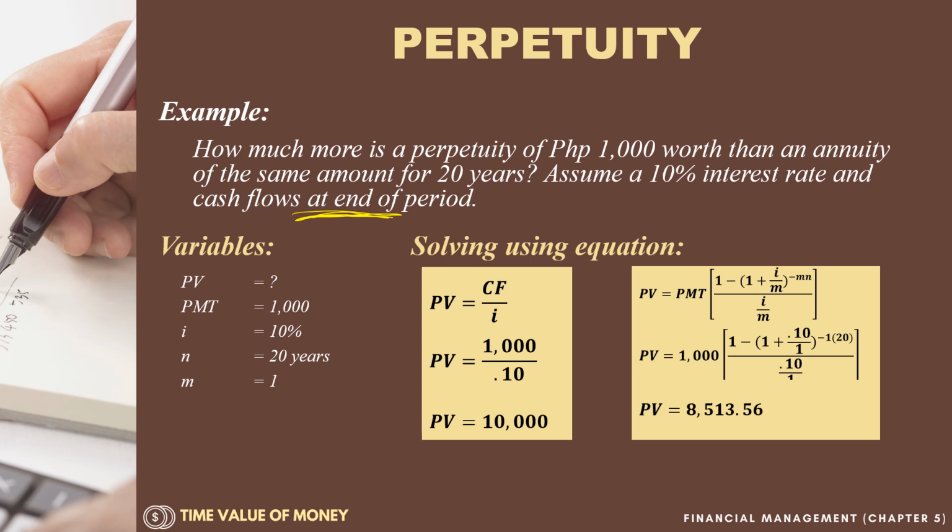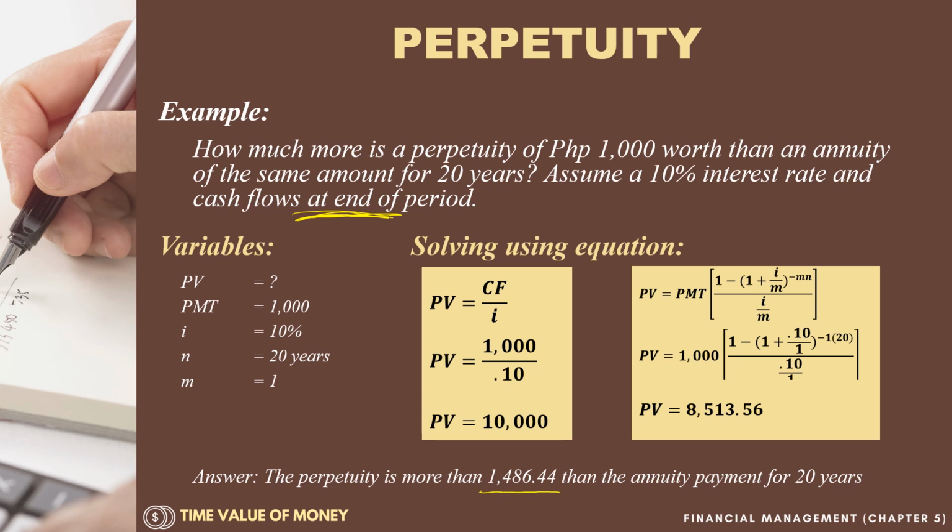Now going back to the question, how much more is a perpetuity? So how much is the perpetuity more than the annuity? The answer is the perpetuity is more than the annuity payment for 20 years by 1,486.44. How did we solve this? 10,000 minus 8,513.56, that is a total of 1,486.44.